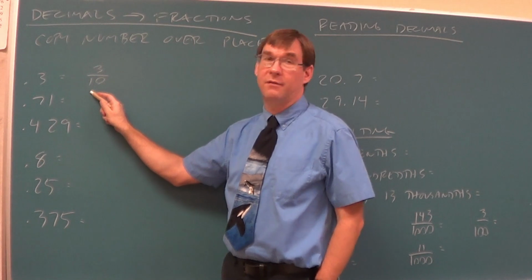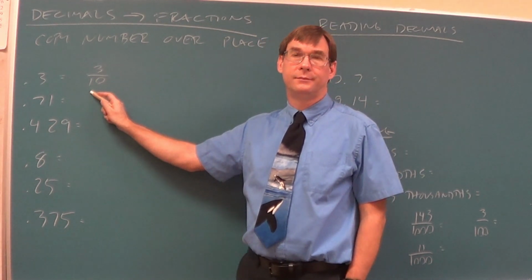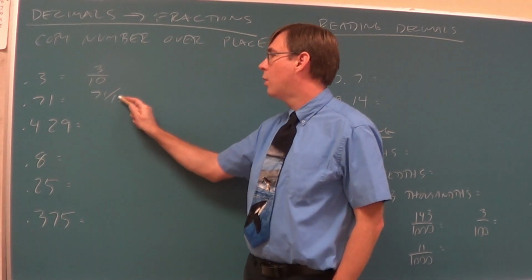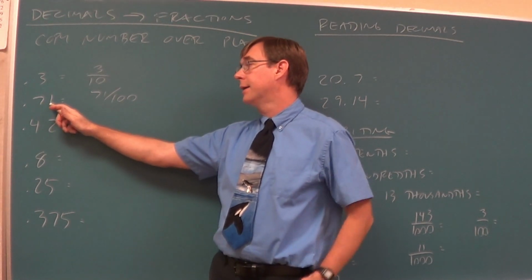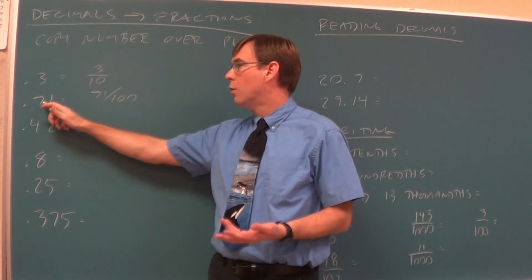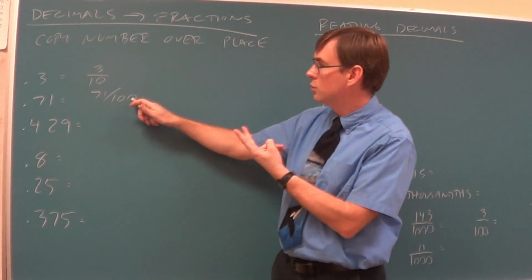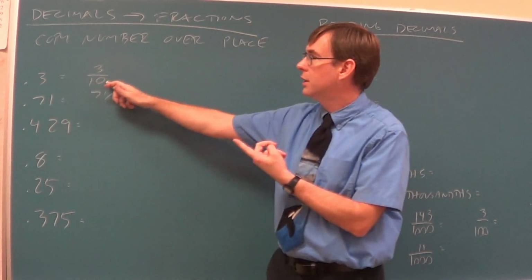So if I go 0.71, somebody with an opinion on 0.71? 71 over 100. Because the 10th place is first, the 100th place is second, just go over the 100th place. Or we could use the cheat code again. If there's 2 positions worth of decimals, do 2 zeros in your place value. 1 position, use 1 zero.